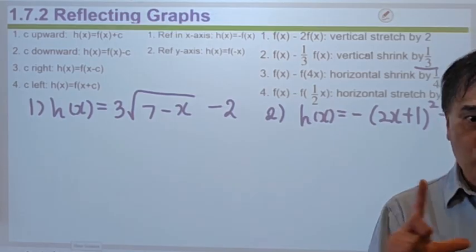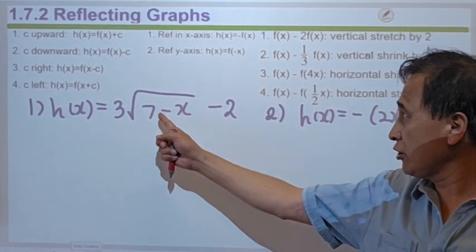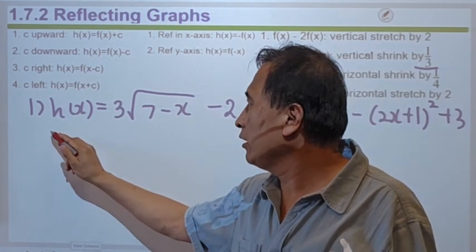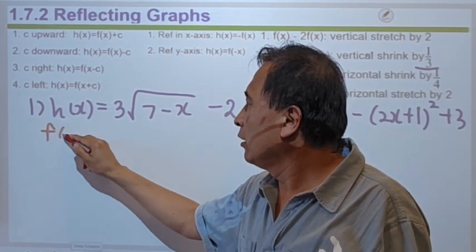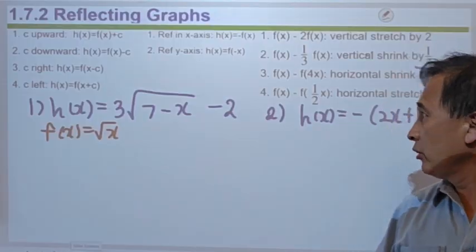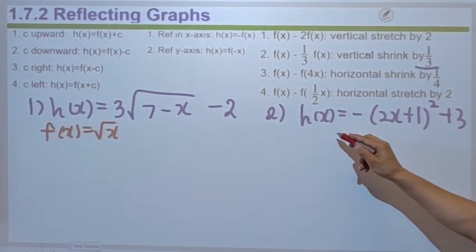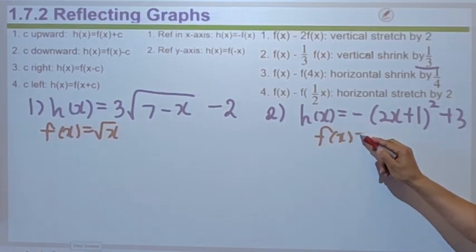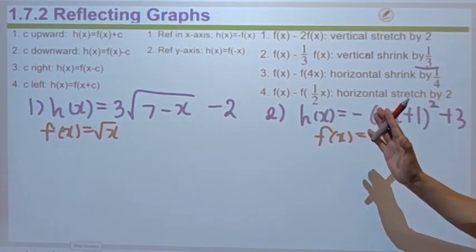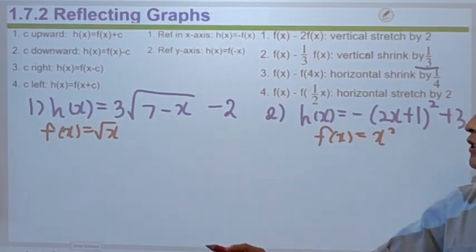I showed you guys 8 parent functions. Remember that? Among those, use square root. Then the parent function is what? It is the square root x function. This is quadratic. Use square right there, right? The parent function of this is this. From there, they shifted. They transformed. Okay?